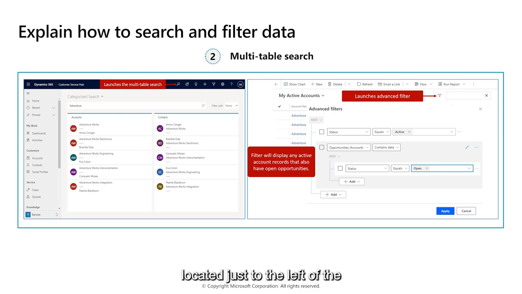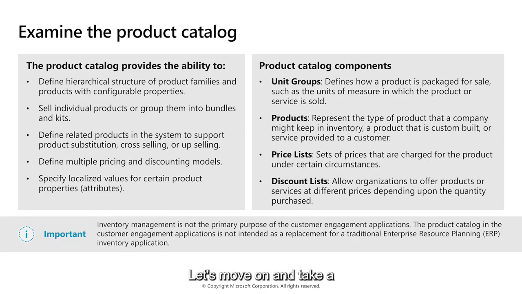The advanced filter icon is located just to the left of the quick find search box. It looks a bit like a coffee filter style thing at the top, and we can create that. We can span multiple tables. We can put conditions in place for it, say records should contain something or shouldn't contain something, and work through it. It's really, really powerful and very useful. Let's move on and take a look at the product catalog.